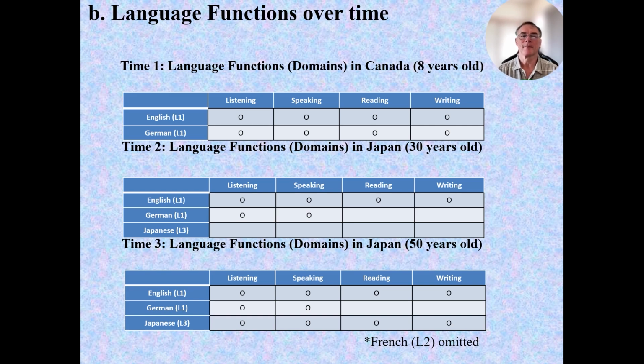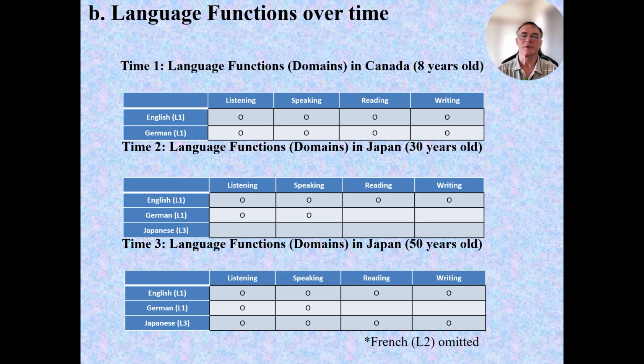Time three, here I'm in Japan, I'm 50 years old, I've been in Japan for 20 years. Still my English is the dominant language. German, maybe I improved my listening and speaking because I've been to Europe many times and I used the language. But reading and writing, kind of minimal. I did a little bit, but not so much.